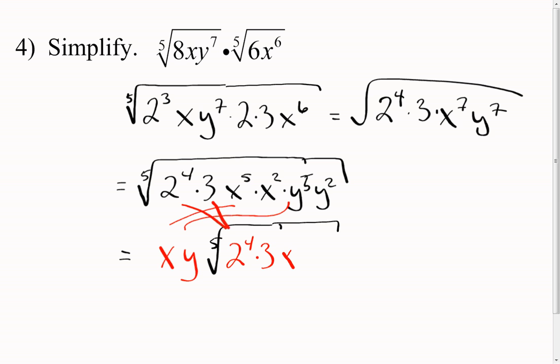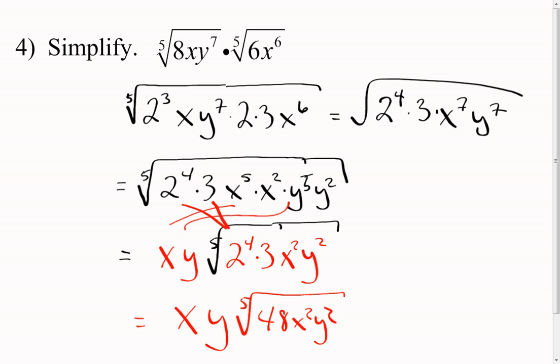And then over here, we get the lonely 2 X's together who are going to hang out together, and the same thing with the Y's. And then once again, remember, make it look good. So we're going to multiply all that out. So 2 to the 4th times 3 is 48. X squared, Y squared.